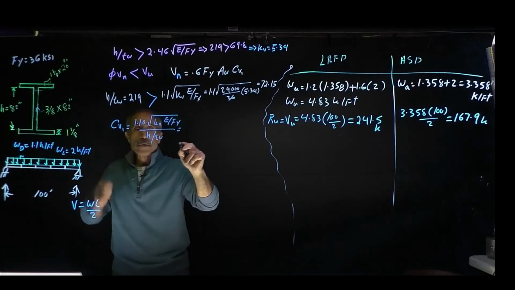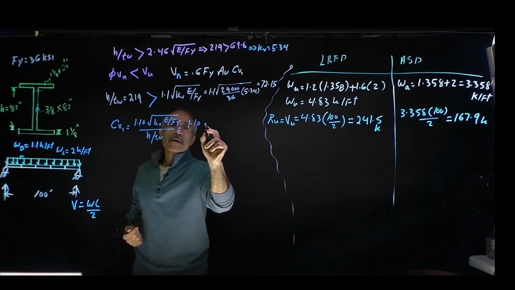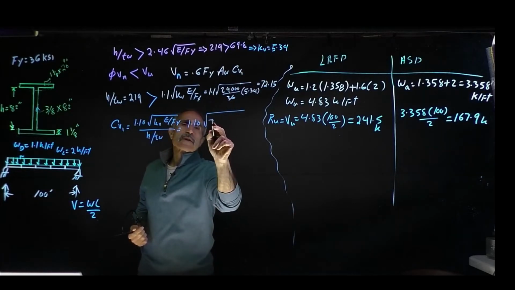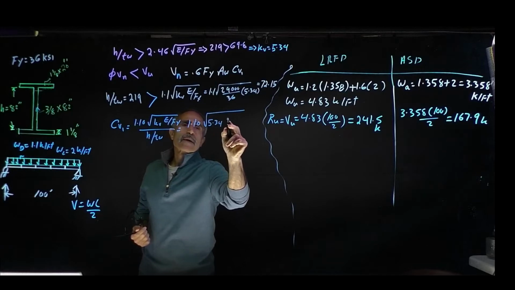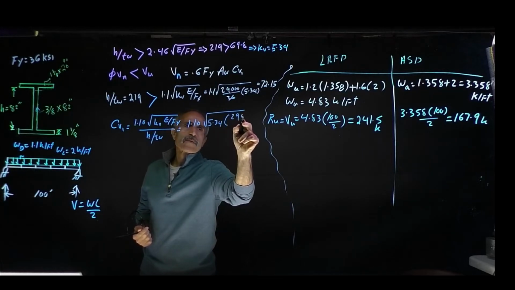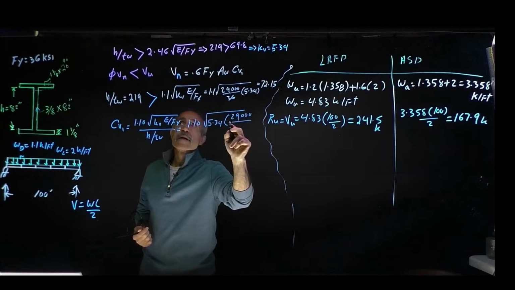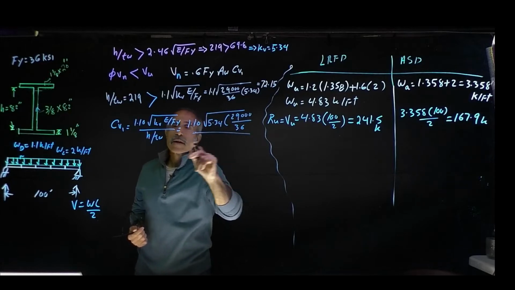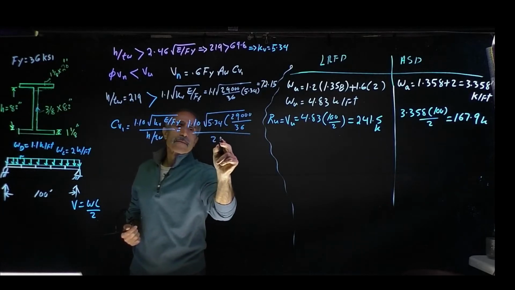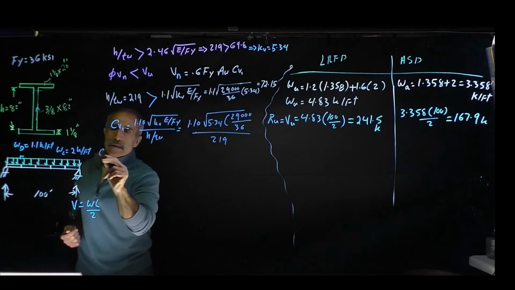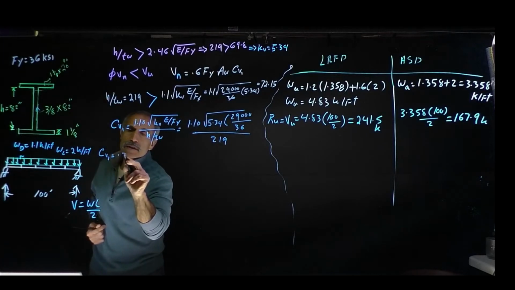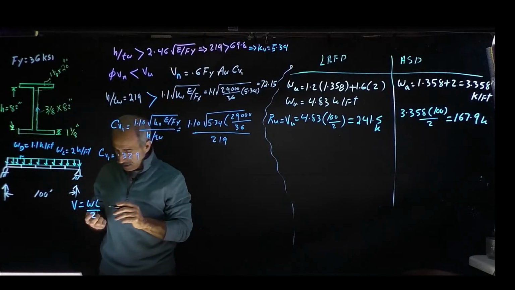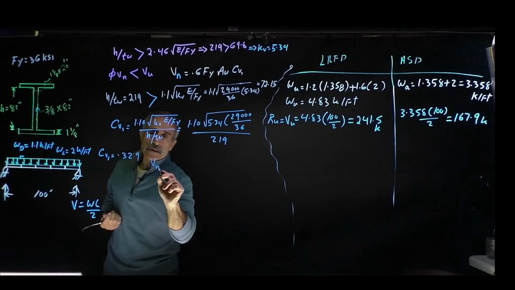So which comes out to be 1.1 square root of kv, which came out to be, we said, 5.34, times square root of 29,000 ksi divided by Fy, which is 36, and divide the whole thing by h over tw, which is 219. And Cv1 comes out 0.329. And now I'm going to calculate Vn based on that.